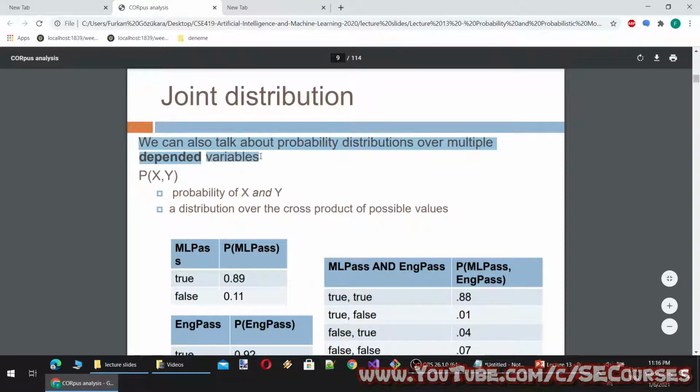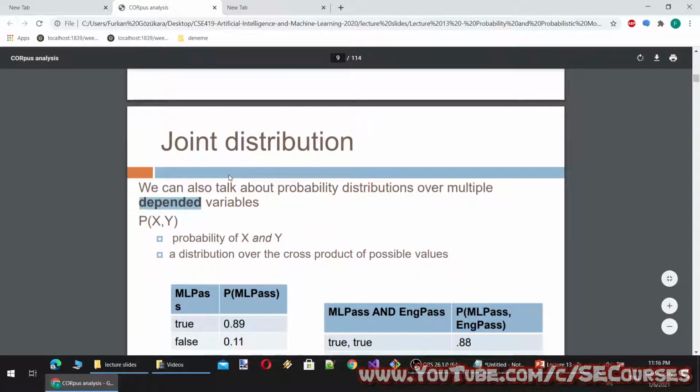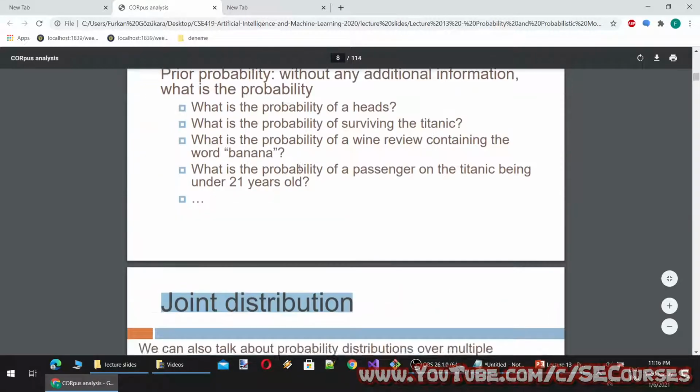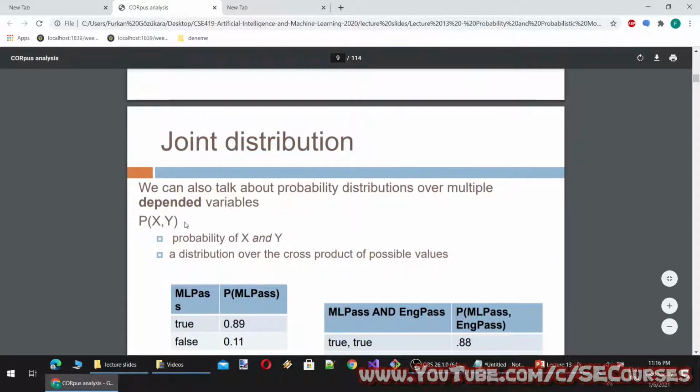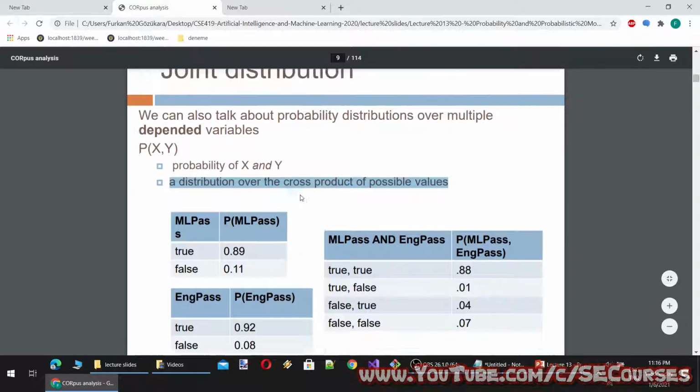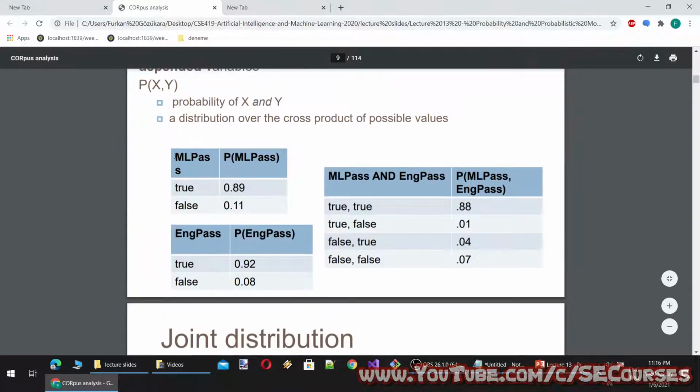Joint distribution. We can also talk about probability distributions over multiple dependent variables. It is different when they are dependent. Therefore, there are two cases. One of them is pure or unconditional probability, and the second one is joint distribution. It is displayed as P(X, Y), probability of X and Y, a distribution over the cross product of possible values. So this is joint distribution.